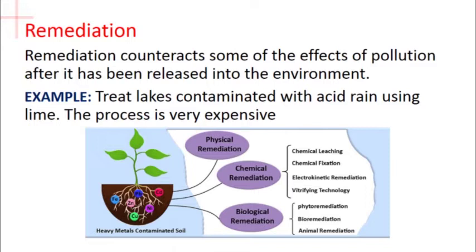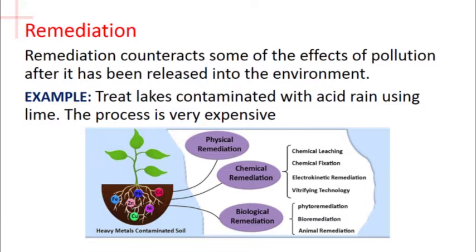it has been released into the environment. Example, treating the lakes contaminated with acid rain using lime. The process is of course very expensive. When we look at remediation, there are three types that we see. One is physical remediation, chemical remediation and biological remediation.